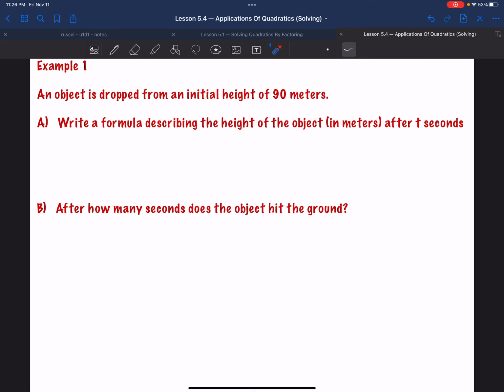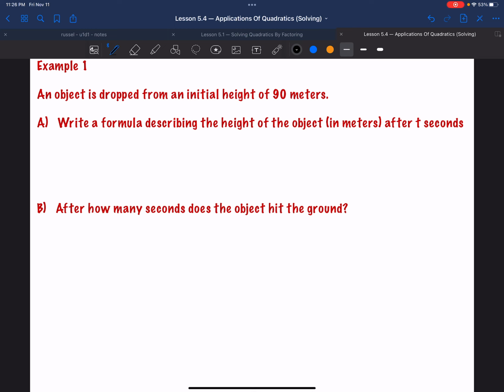Okay, it's been 10 minutes. Mr. Spade, can you finally work an example? Sure, absolutely. Let's do one. Okay. So let's look at example 1. An object is dropped from an initial height of 90 meters. Question A. Write a formula describing the height of the object in meters after t seconds. Okay.